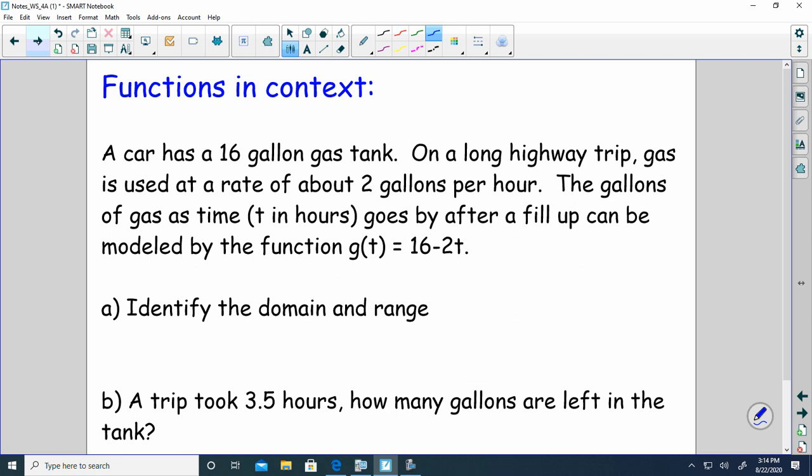So the domain: what's the least amount of gas I can have in my car? Well, I'm going to make it a square bracket and call it 0. If I have 0 gallons, guess what? You're sitting on the side of the road going, uh-oh, I'm out of gas. But 16 is the most gas I can put into this car. So it's a 16-gallon tank, but it can go from 0 to 16 gallons in the tank and anywhere in between. You could have 15.56667 gallons.